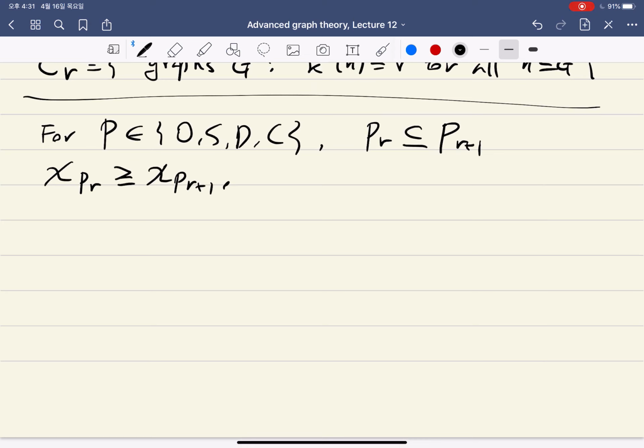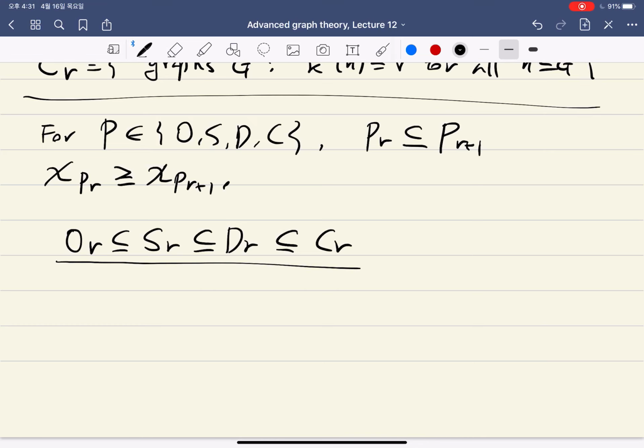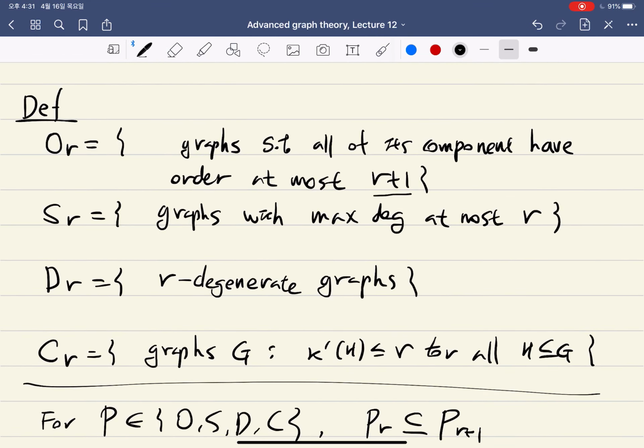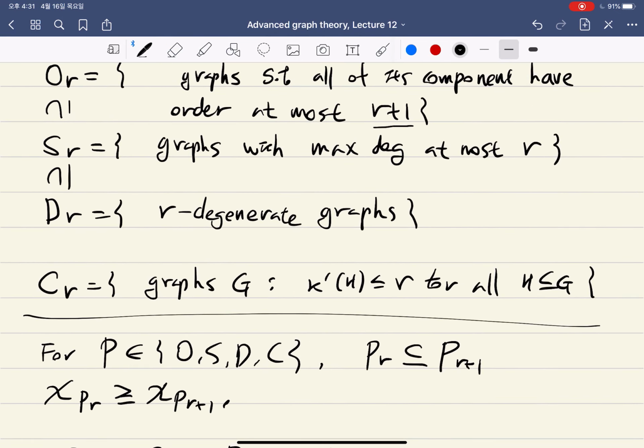And also, you can see that O_R, S_R, D_R, and C_R satisfy this containment. If every component has size at most R plus 1, then every vertex has at most R neighbors, so this relation holds. If the maximum degree is at most R, then any ordering gives a degeneracy ordering, so this is R-degenerate. And if it is R-degenerate, then every subgraph has a vertex of degree at most R, so its edge connectivity is at most R.